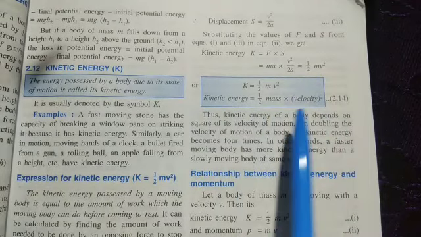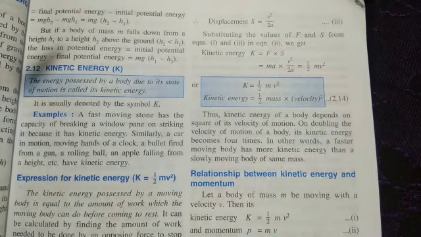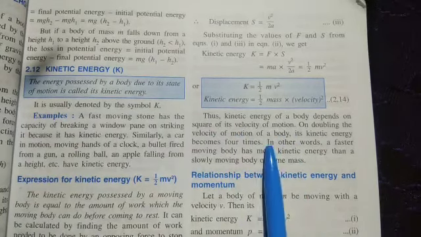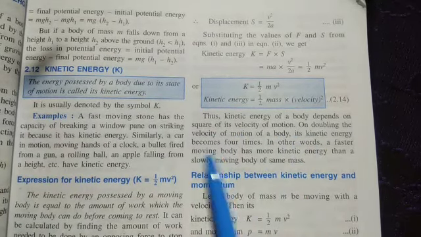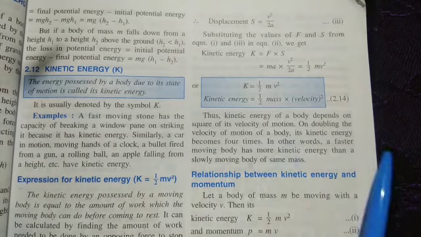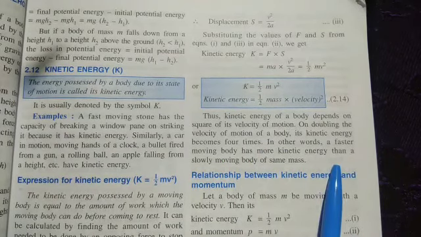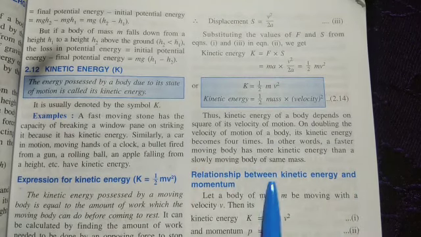Kinetic energy is half mass into velocity the whole square. Thus, kinetic energy of a body depends on the square of its velocity of motion. On doubling the velocity of motion of a body, its kinetic energy becomes 4 times. In other words, a faster moving body has more kinetic energy than a slowly moving body of same mass.